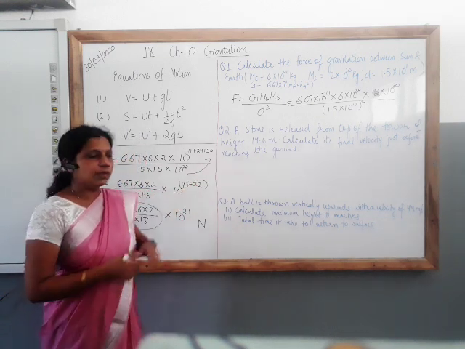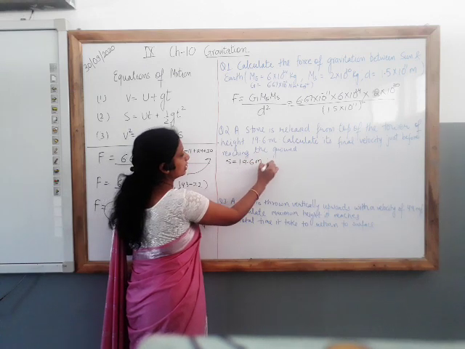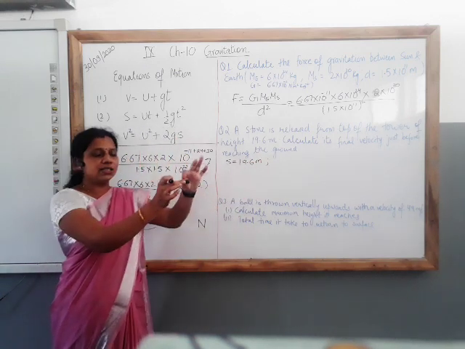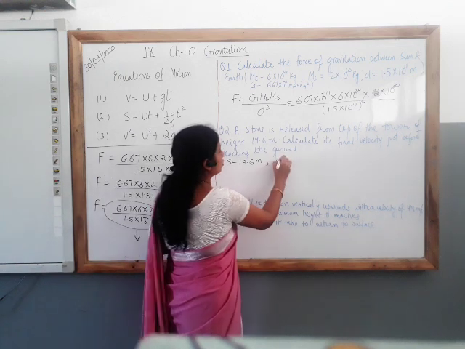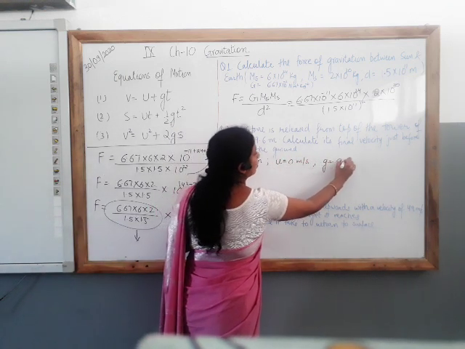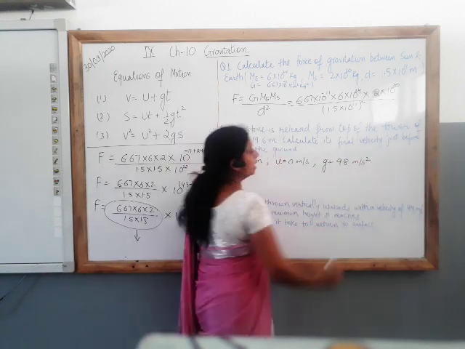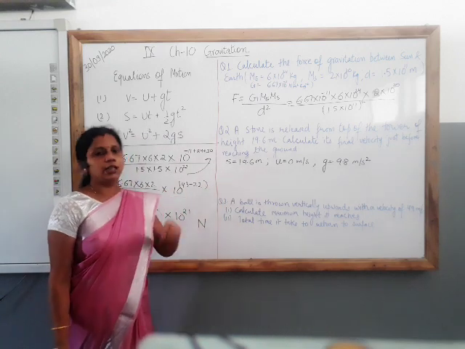Now first thing given in question is height, that is S equal to 19.6 meter. Now because you are releasing this, that means initial velocity is 0. So U is 0 meter per second. And g is 9.8. G means your acceleration is 9.8 meter per second square, and it is positive because you are throwing in downward direction.